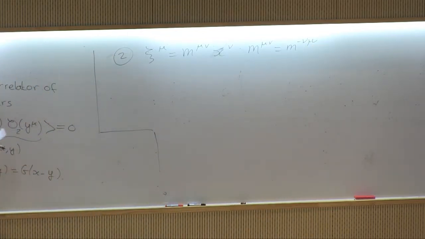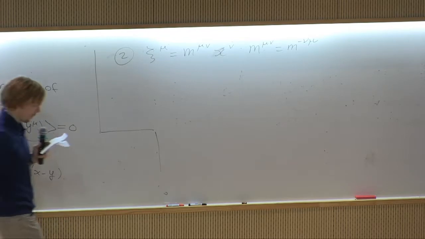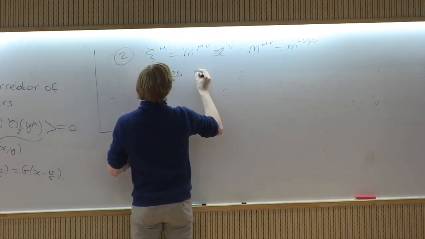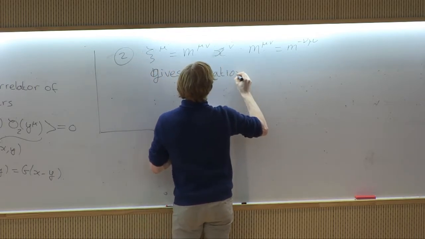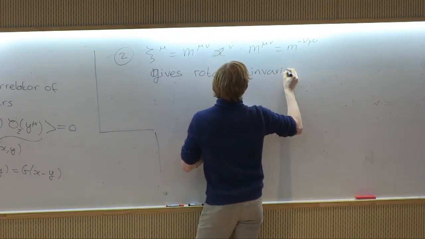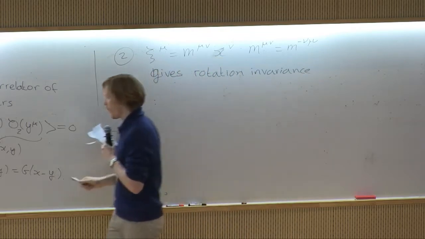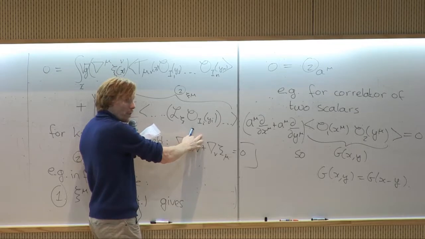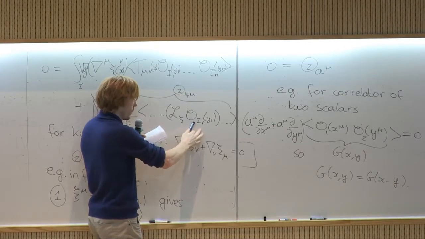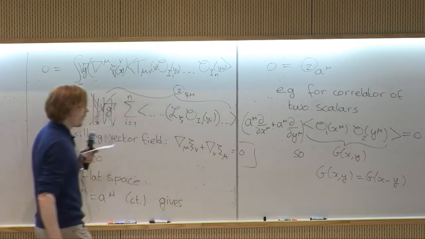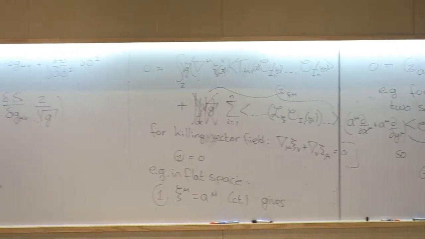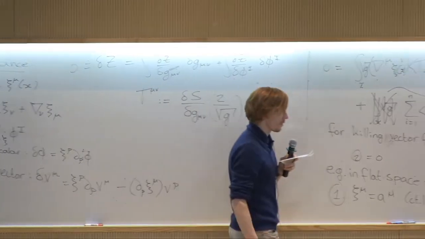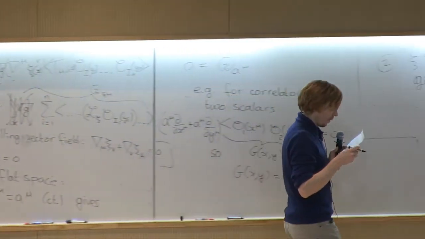And in this language, you get rotation invariance of correlation functions, where if you have a tensor structure on these operators, if this index I happens to be some kind of vector or spinorial or tensor index, then this Lie derivative, if you work out the details, automatically takes care of the rotation of the indices. And that's just a consequence of how the Lie derivative works.